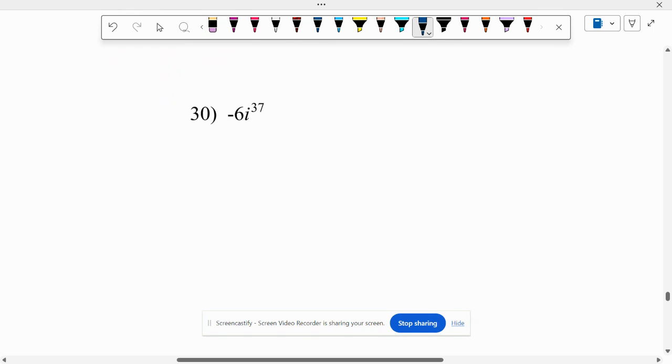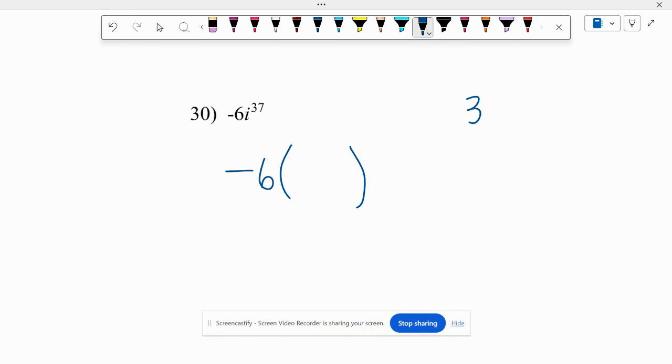So let's look at number 30. The first thing I want to do is figure out what i to the 37th power is. I know I'm going to take whatever that is and multiply it by negative 6. The remainder is 1, which means i to the first power, and i to the first power is just i. So what is negative 6 times i? -6i.